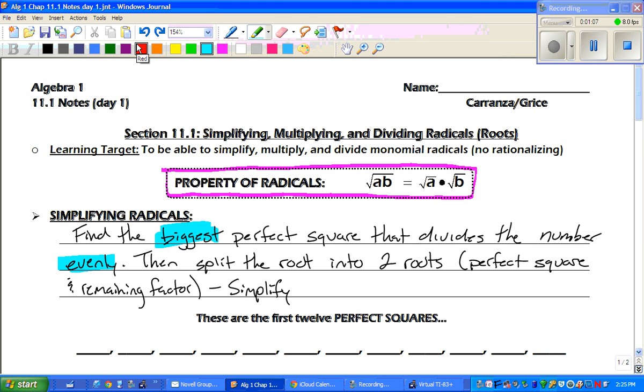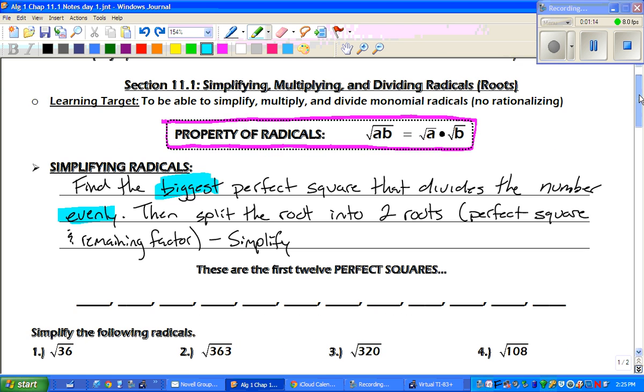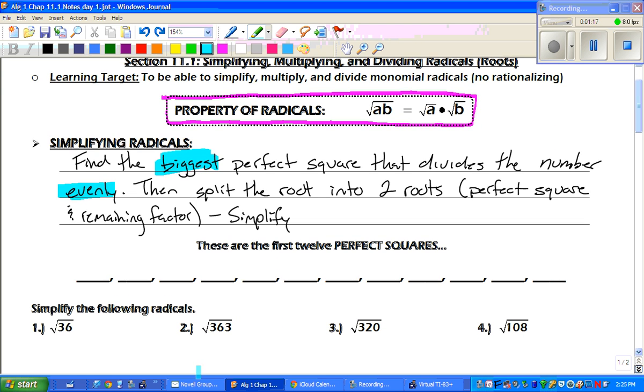It's going to go into a perfect square and the remaining factor, and the last thing you need to do is simplify. So the first thing that we need to know is, what are the perfect squares? Perfect squares would be like 1 squared, which is 1. What's 2 squared? 2 squared is 2 times 2. That is 4. 3 squared, 4 squared, and it just keeps on going.